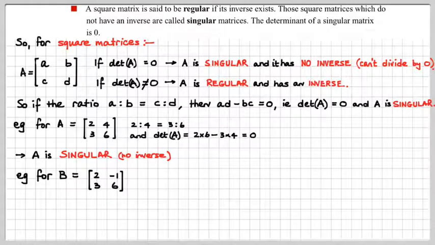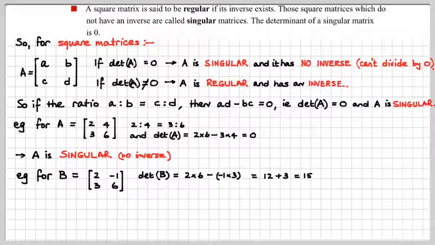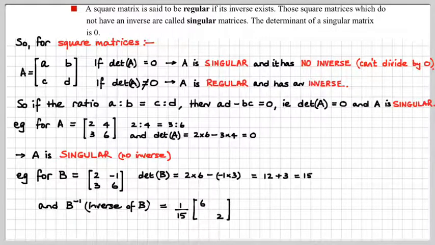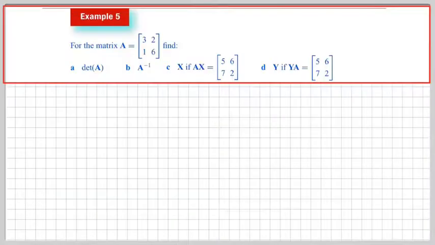What's this one, B? That one is regular, because AD minus BC is not equal to 0, because the ratio of A is to B is not the same as the ratio of C is to D. Okay? So that comes to 2 times 6 minus negative 1 times 3, which will be 12 plus 3, which is 15. So the inverse of B would be 1 over 15 times reverse the 6 and the 2 and negate the 1 and the 3, so the minus 1 becomes plus 1 and the plus 3 becomes minus 3, and that's your inverse, guys. That's it.